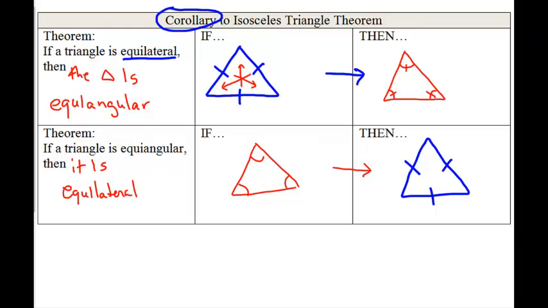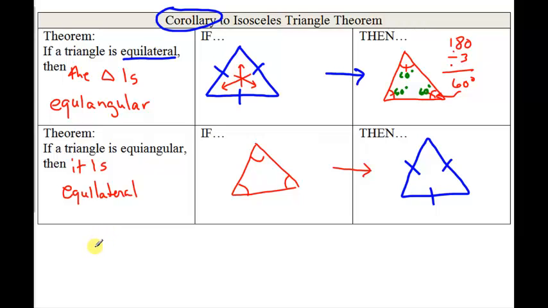Awesome. How many degrees would be in each of these angles? That's another really good thing to know, and it'll be a nice shortcut. If all 3 angles are equal, you take the 180 total and divide by 3, so each one is going to be 60 degrees. If you know a triangle is equiangular, each one of those is a 60-degree angle. Nice to know.